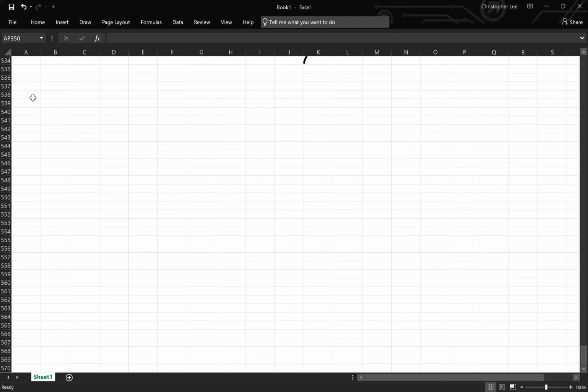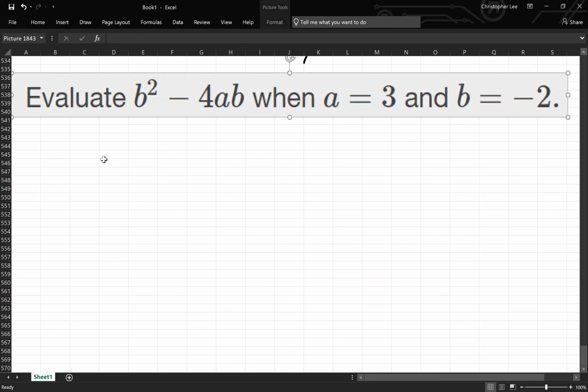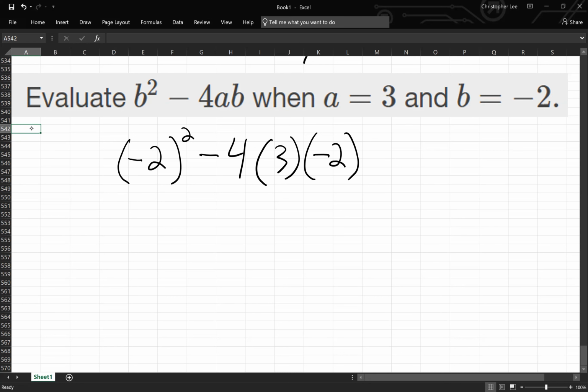So before we begin, I like to do a little blast from the past, so help me out with this. I want to evaluate b squared minus 4 times a times b when a is equal to 3 and b is equal to -2. What do I do? Plug it in, right? So I'm gonna have -2 squared minus 4 times 3, very good, times -2, right? Just do the math on it.